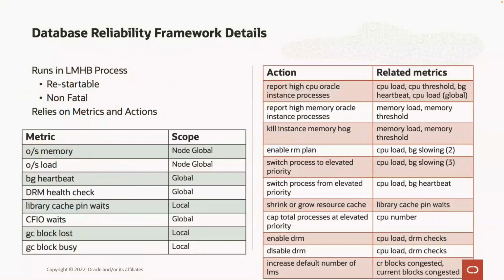Well, we run this in what we call the LMHB process, which is a non-fatal and restartable framework, which means it will be running without interrupting your workload. We have all these metrics, and this is a small screenshot of the metrics. You can look at OS memory, OS load. We can look at CF IO waits, the control file IO waits. We then take action. So, for example, if there is a CPU load and the background processes are slowing, then we enable what we call an internal resource manager plan that will try to reduce taking more and more CPU, which can cause increased CPU load and other issues.